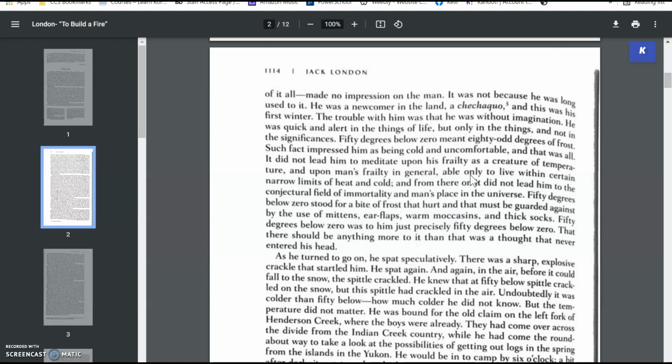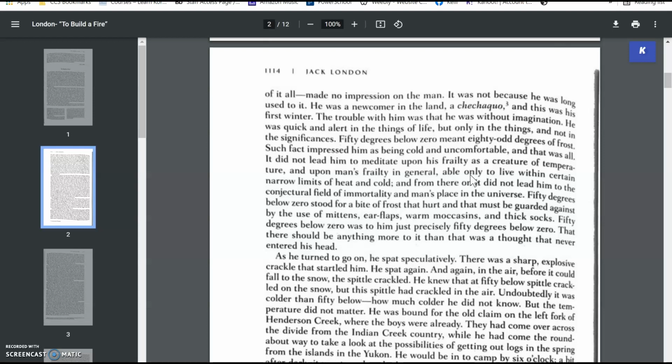The trouble with him was that he was without imagination. He was quick and alert in the things of life, but only in the things and not in the significances. 50 degrees below zero meant 80-odd degrees of frost. Such fact impressed him as being cold and uncomfortable, and that was all. It did not lead him to meditate upon his frailty as a creature of temperature and upon man's frailty in general, able only to live within certain narrow limits of heat and cold.